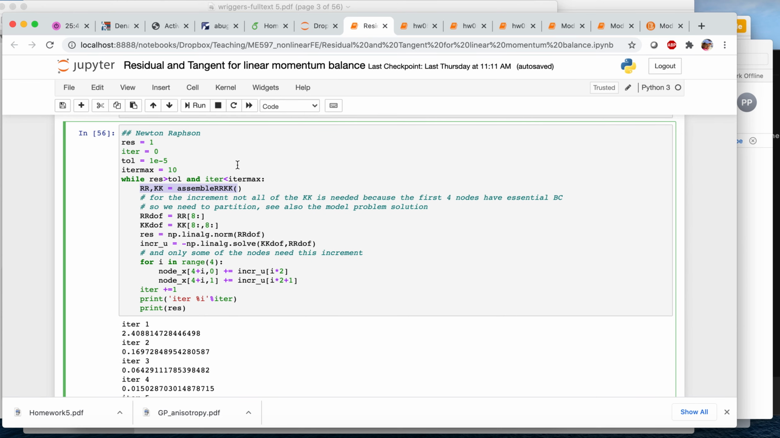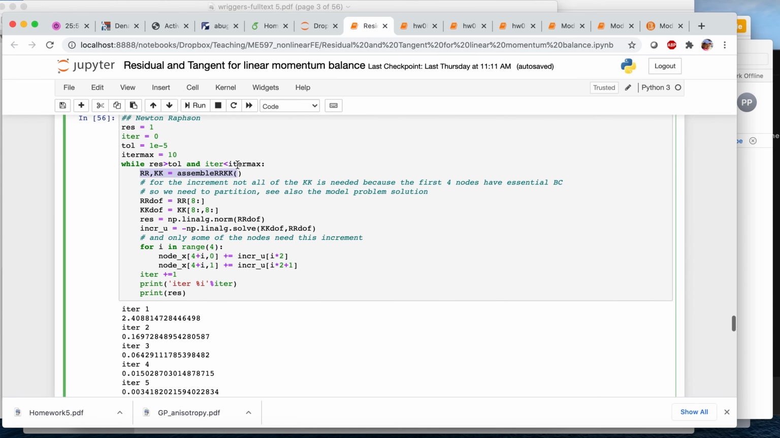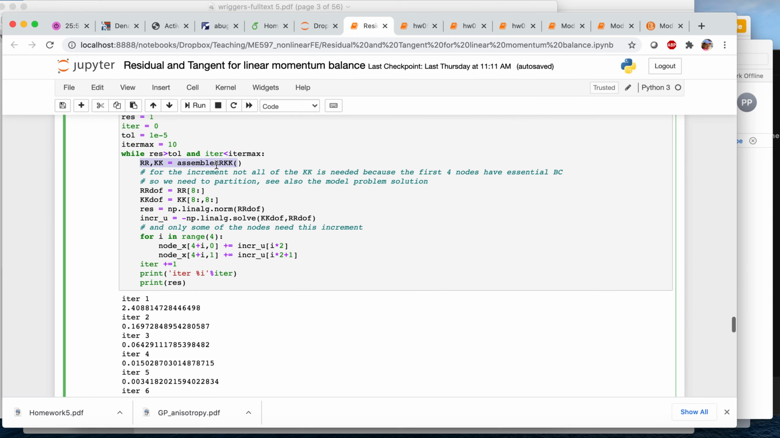Your initial guess, like I said, is I don't do anything to the internal nodes. Then I assemble residual and tangent. I'm creating this RR-DOF and KK-DOF because I only need the ones that correspond to the nodes that do not have essential boundary conditions. So I ignore the first 8 components because for the first 4 nodes, I know their X and Y value. So in total, I know the first 8 entries of the residual are not going to be 0 because they have essential boundary conditions. So I need to ignore them.